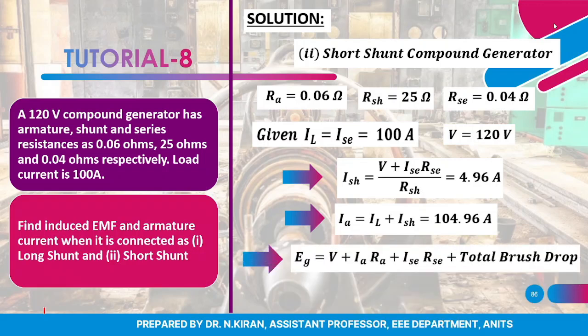EG in this case will be V plus IA RA plus ISC RSC plus total brush drop. Again here the total brush drop is 0 since it is not mentioned anywhere in the sum. Upon substitution of all the values, it will give me EG value to be around 130.29 volts.